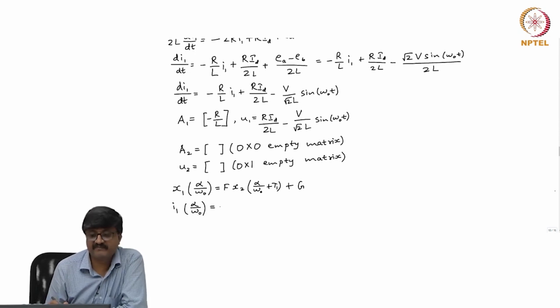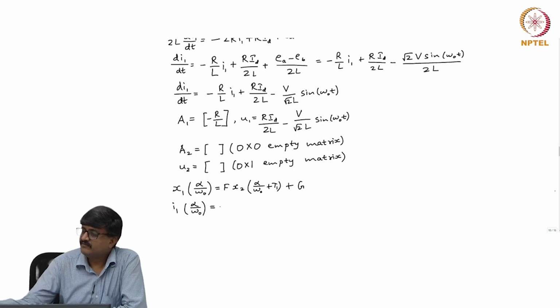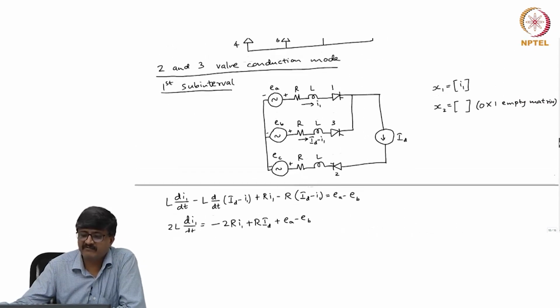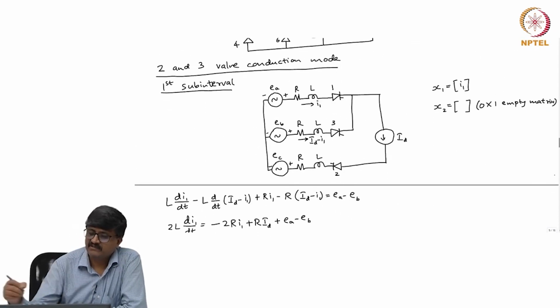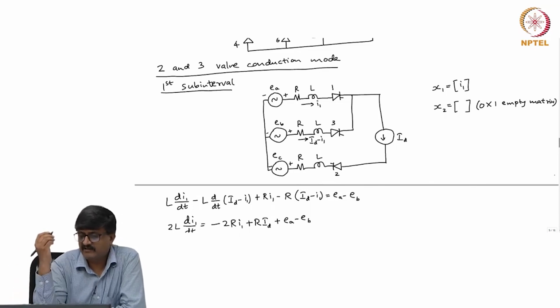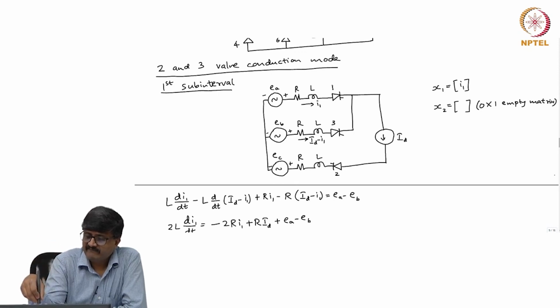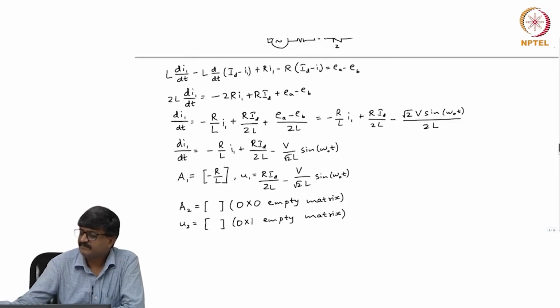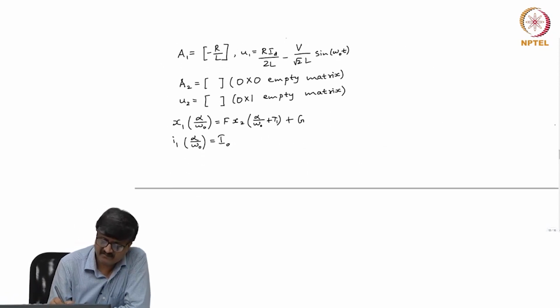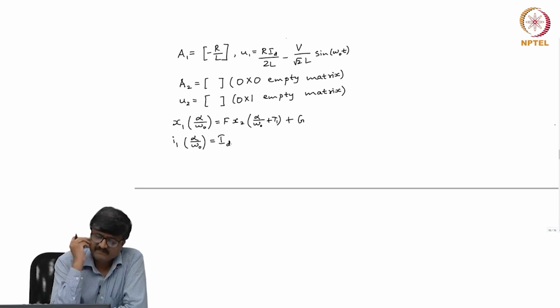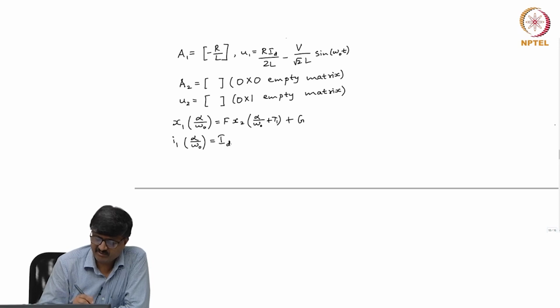So, what is I1 at alpha by omega o? From this circuit, valve 3 is turned on at the instant alpha by omega o. Till then valves 1 and 2 are conducting. So, the current through valve 1 at alpha by omega o is nothing but Id. So, this is Id. And of course, x2 is empty. Since x2 is empty, f is an empty matrix.